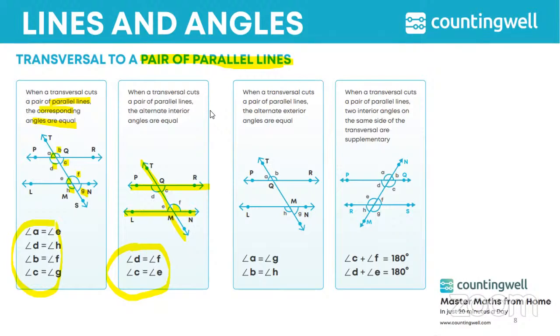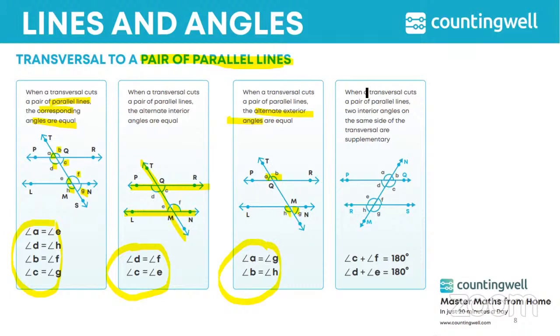Same goes for alternate exterior angles as well. Note that angle A and angle G is one pair of alternate exterior angles, and angle B and angle H is another pair of alternate exterior angles, as they lie on alternate sides of the transversal, plus they are exterior angles lying on the exterior side of the parallel lines PR and LN. And for parallel lines PR and LN and transversal TN intersecting these two lines, we have alternate exterior angles equal.